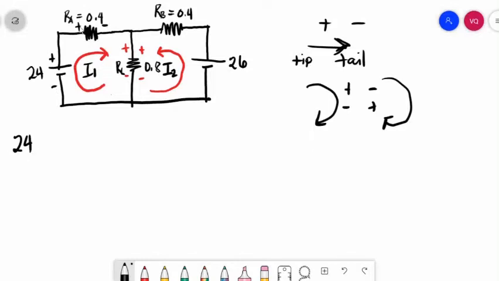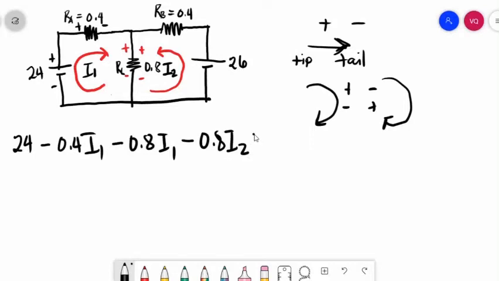And loop current I1 entering to the positive sign of RA. So, you will have negative 0.4 I1 entering to positive of RL. So, you will have negative of 0.8 I1. Simultaneously, your I2 will be equal to, so, loop current I2 entering to the positive sign on this side. So, you will have negative 0.8 I2 is equal to 0.